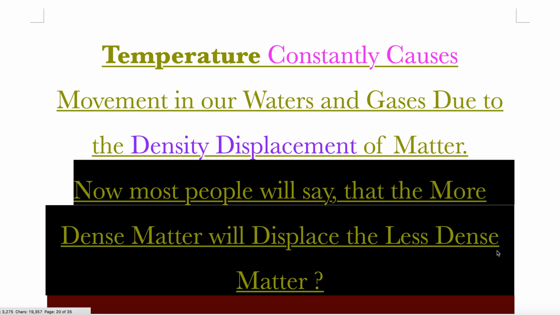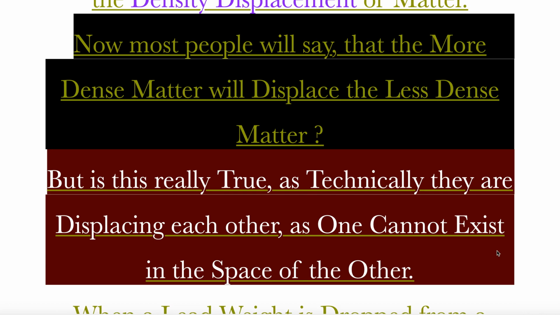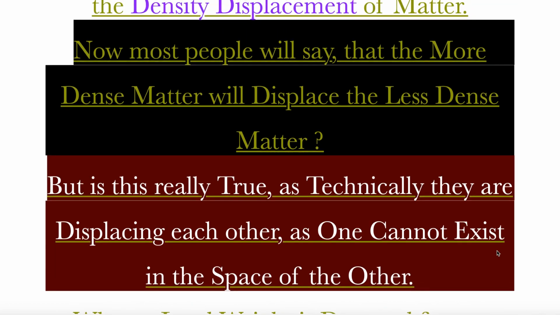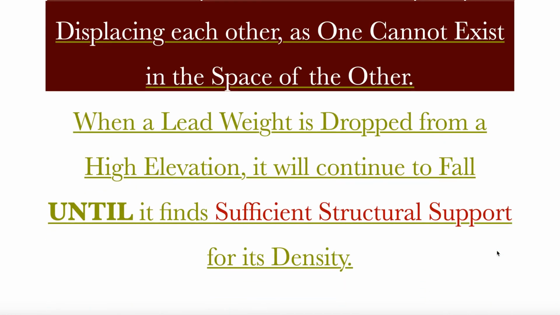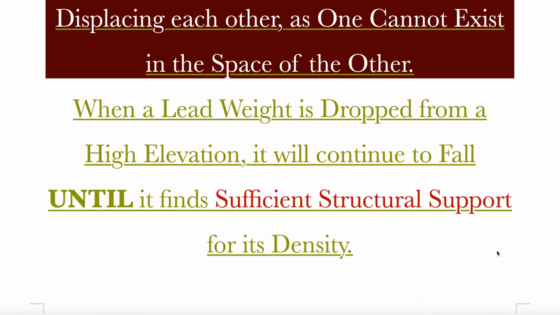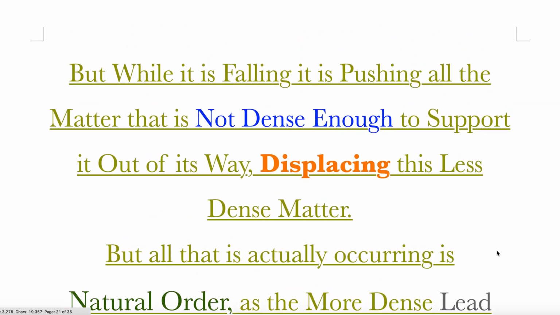Now, most people will say that the more dense matter will displace the less dense matter. But is this really true, as technically they are displacing each other, as one cannot exist in the space of the other? When a lead weight is dropped from a high elevation, it will continue to fall until it finds sufficient structural support for its density. But while it is falling, it is pushing all the matter that is not dense enough to support it out of its way, displacing this less dense matter.